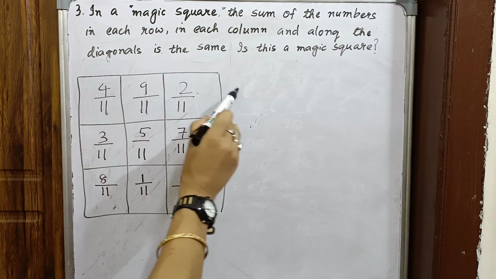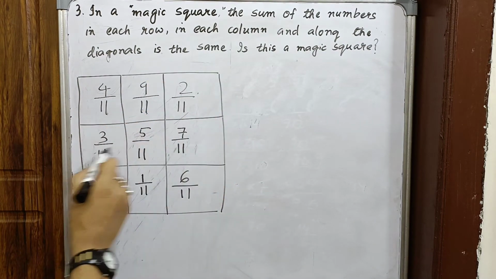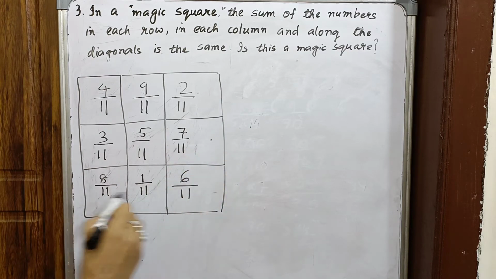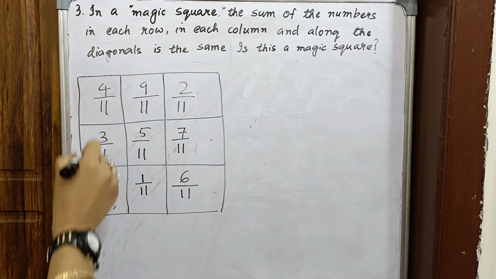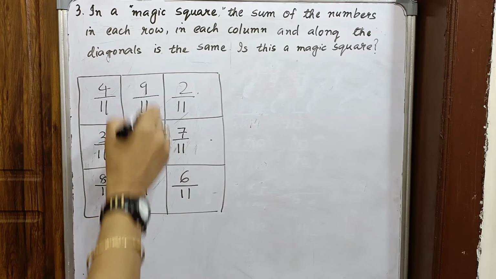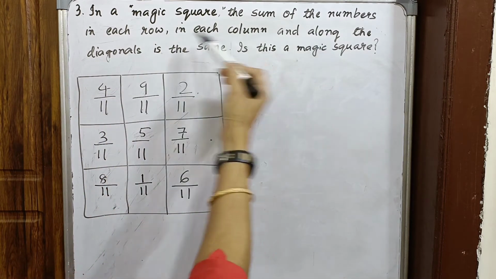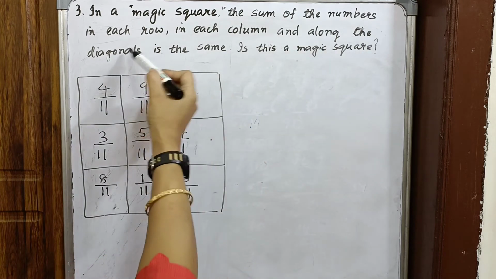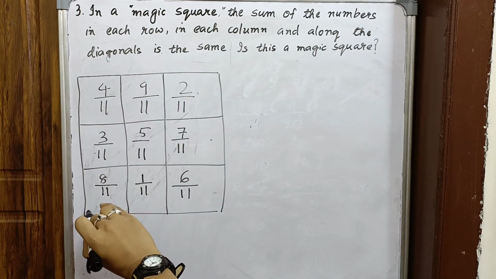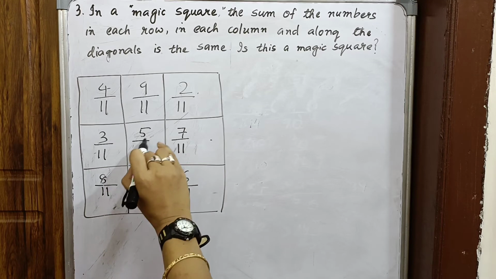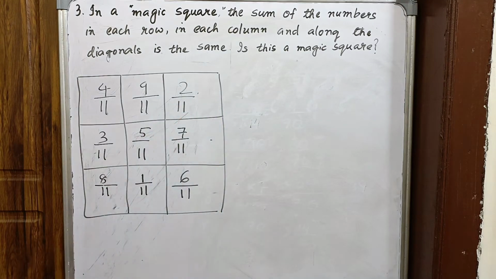So in this row, the sum of the numbers will be same. In this row also, the sum of the numbers will be same, and this, and in each column also, this is one column, this is another column, and this is another column. In each column and along the diagonals, it will be same. This is called a diagonal. In this way, it will also be same. So is this a magic square?